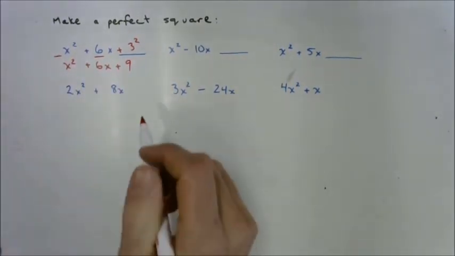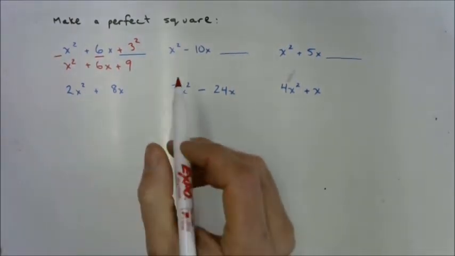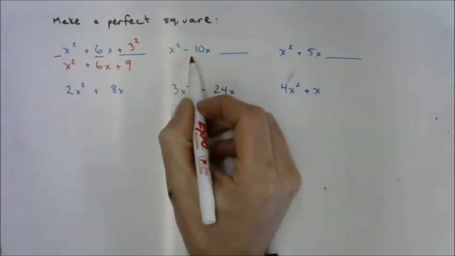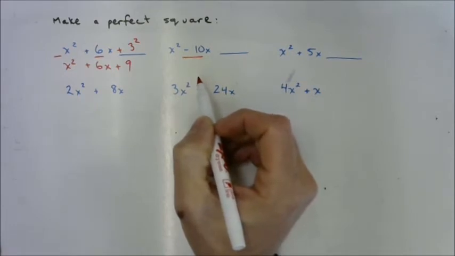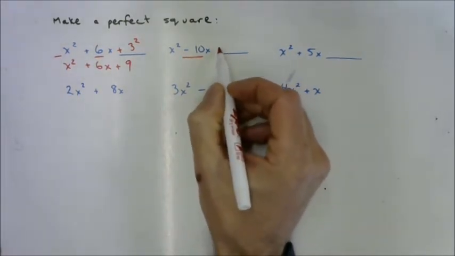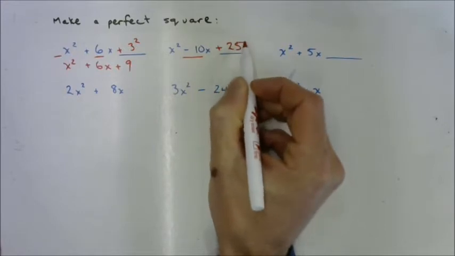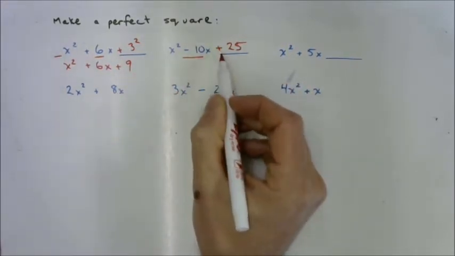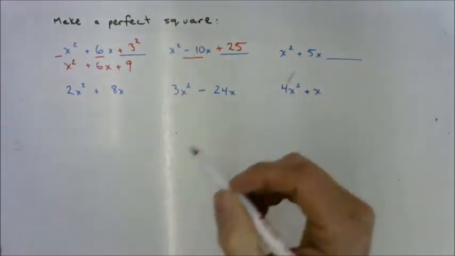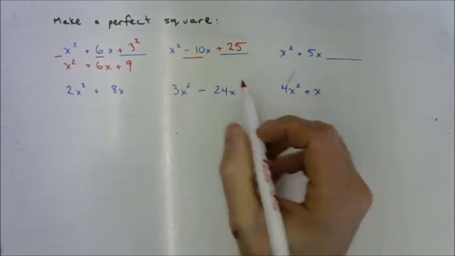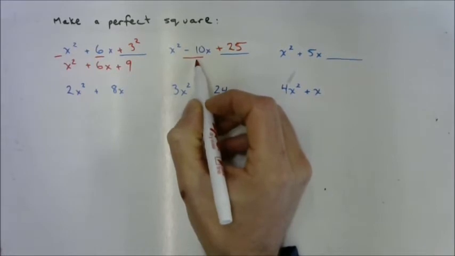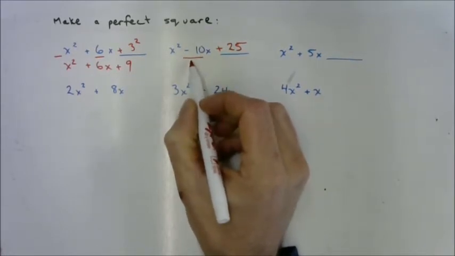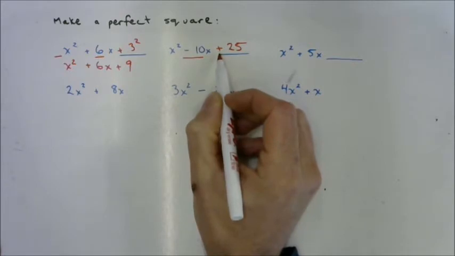I'm not going to do all the steps right now. Right now we're just making that perfect square. b is negative 10. Half of b is negative 5. Negative 5 squared is positive 25. Notice it's always going to be a positive number because it's always a squared number. If half of b is a positive number, then a positive times a positive is a positive. If half of b, like in this case, is a negative number, then a negative number times a negative number is also a positive number.